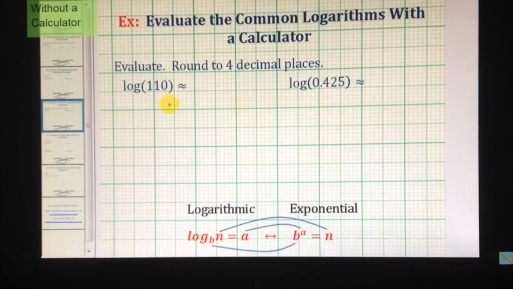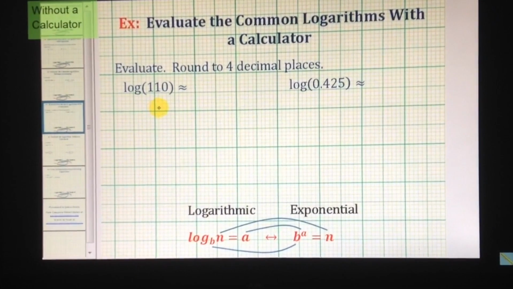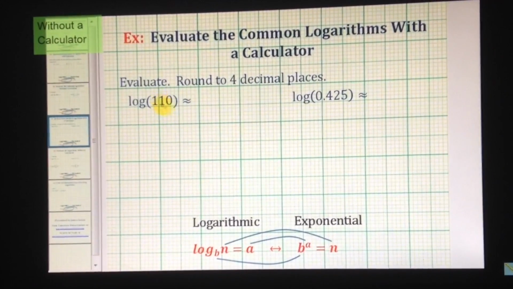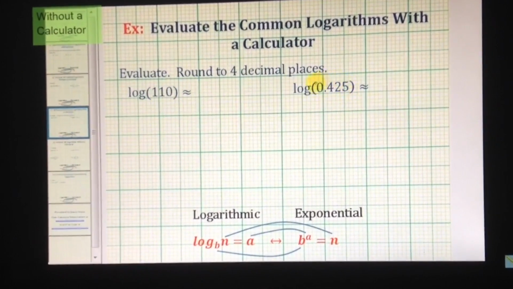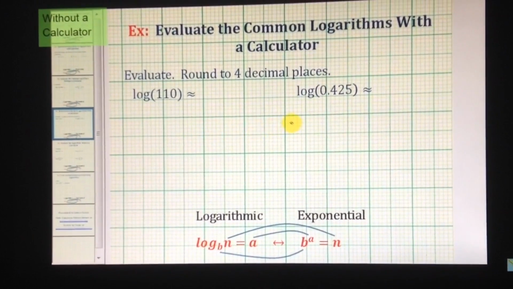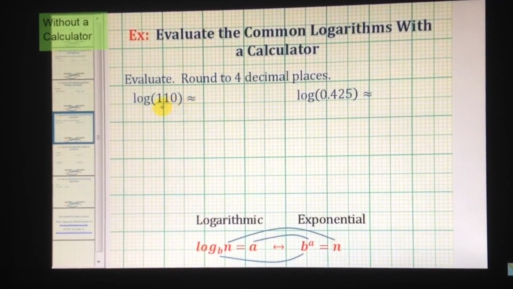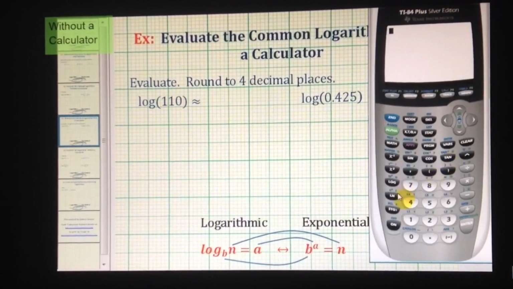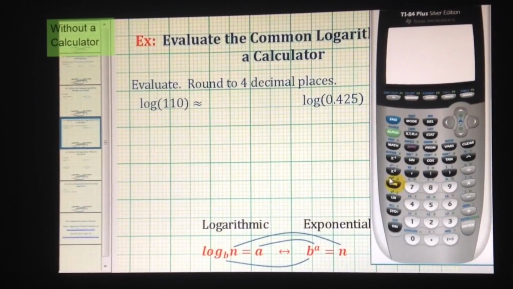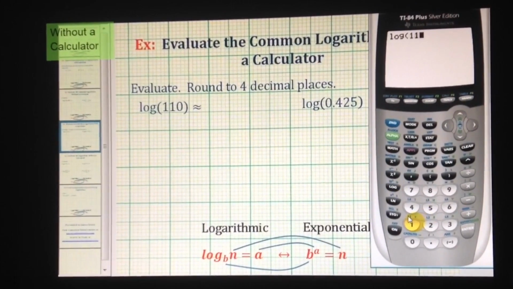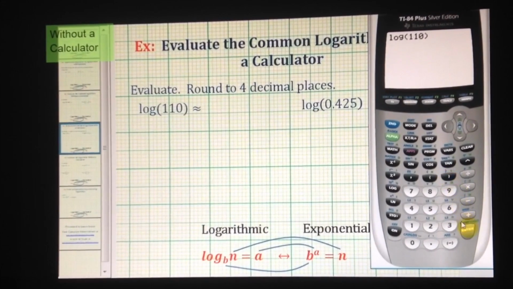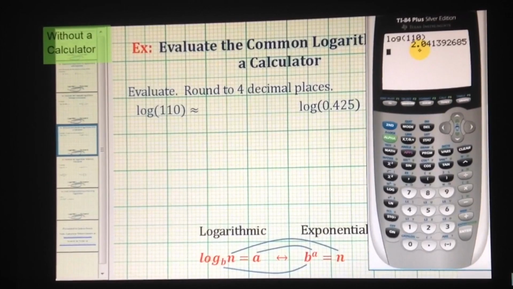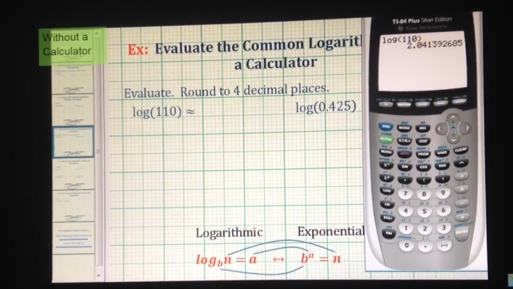For these two examples, we're asked to evaluate the common logarithms using a calculator. The reason we're asked to use a calculator is because notice how the number part of the logarithms cannot be written as 10 raised to an integer power. So we'll have to get decimal approximations for these common logarithms. For the common log of 110, with the calculator, we'll press the common log button here, 110, close parenthesis, and press enter. We're asked to round to 4 decimal places, so this will be approximately 2.0414.